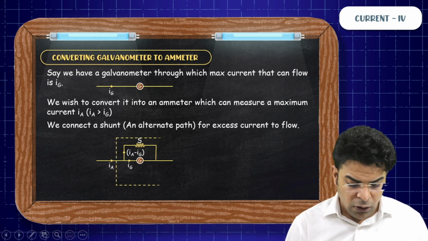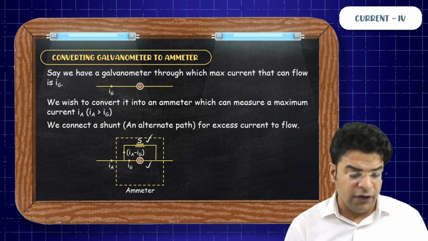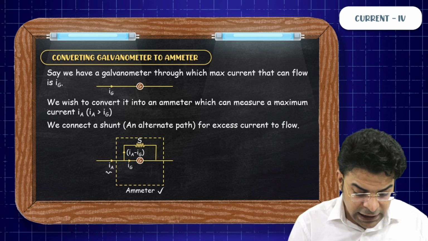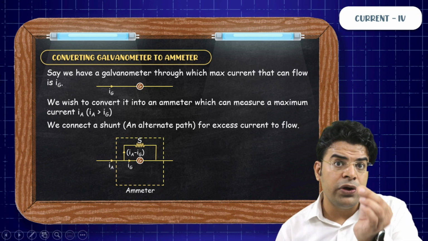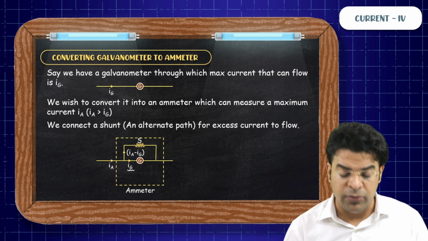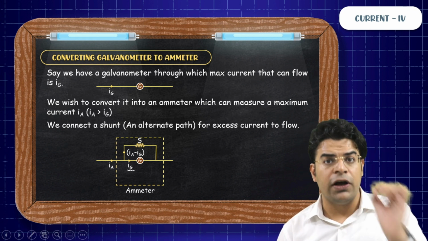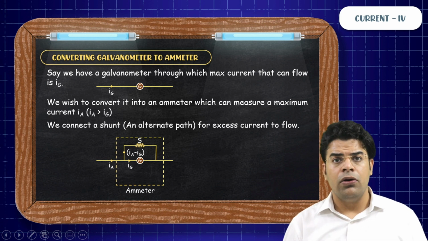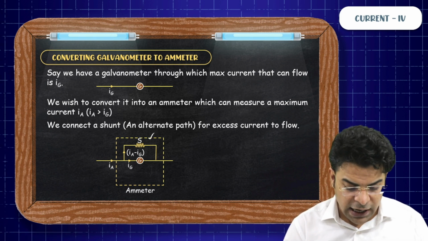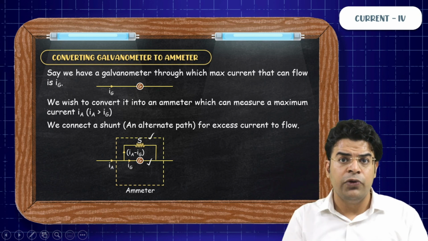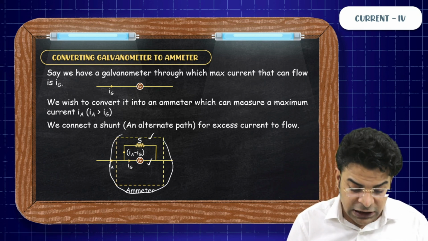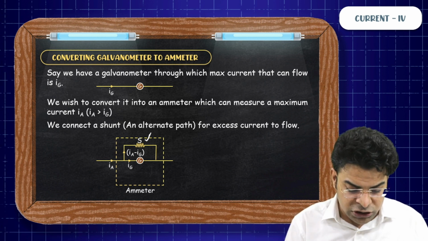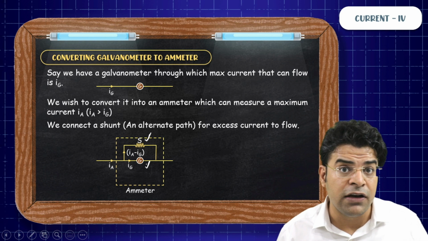If into the whole combination of shunt and galvanometer, which will be combinedly called the ammeter, a current Ia enters, then the current going into the galvanometer has to be maximum Ig. So the remaining part of current, Ia minus Ig, will go into the shunt. Now, since shunt and galvanometer are connected in parallel and their whole parallel combination is our ammeter, we can say that the potential drop across the shunt has to be the same as the potential drop across the galvanometer.